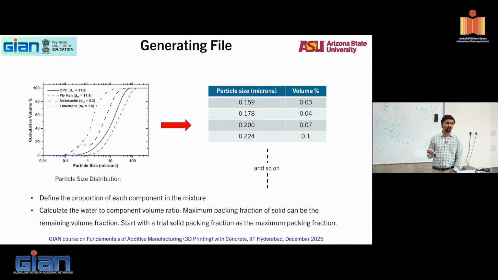Now the next thing is defining the proportion of the mix. What do you have in the mix? Do you have 70% cement and 30% limestone, or 100% cement? That determines how many different kinds of material you have. That will come into the picture later because we distinguish each particle as a material: cement as cement, limestone as limestone.